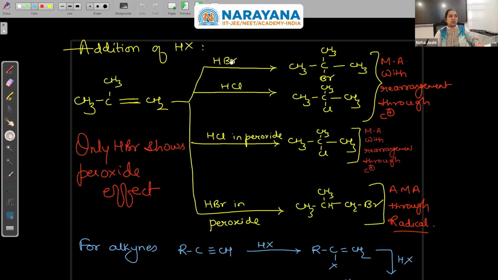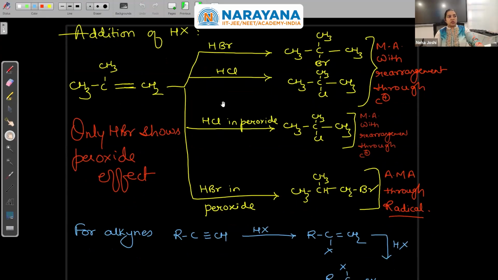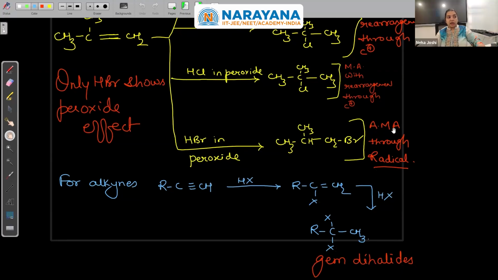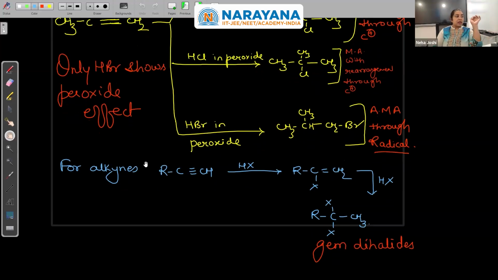Coming to addition of HX, HBr, HCl. These are the normal Markovnikov additions with rearrangement. Only HBr shows the peroxide effect. Even if you take HCl with peroxide, it is still Markovnikov addition with rearrangement through a carbocation. That is interesting. With peroxide, HBr gives anti-Markovnikov addition through a radical. Only HBr shows the Kharasch effect, no other.